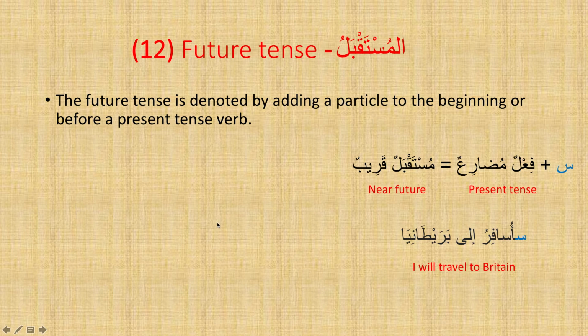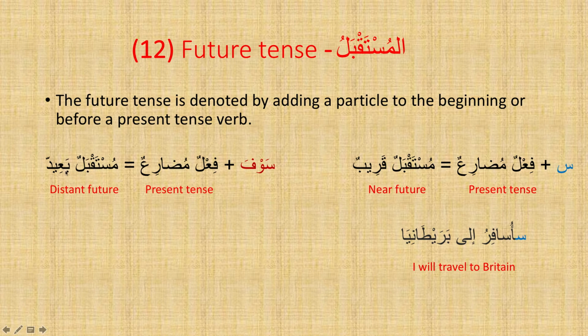So when we want to refer to something in the distant future, المستقبل البعيد, we would use سوف. We would use the word سوف in front of the فعل مضارع. For example, سوف أتزوج. I will get married. And this is referring to the distant future. So, for example, you could say سوف أسكن في مصر. I will live in Egypt in the distant future. So just remember, we would attach a sin to the fi'l mudari' when we are referring to something in the near future, and we would attach سوف to the present tense verb when we are referring to the distant future.